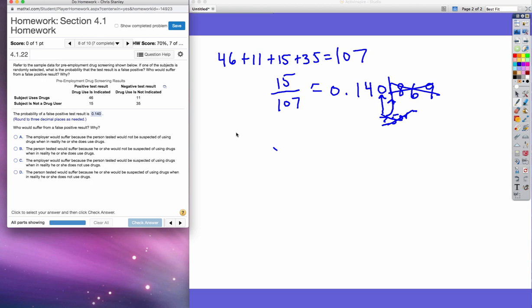A false positive is somebody who didn't do the drug and their test was positive. So this seems like it would be the person.